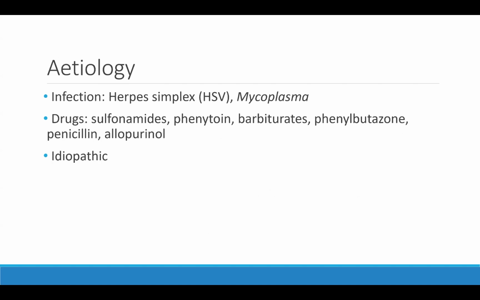In terms of etiology, infection such as herpes simplex virus, HSV, or mycoplasma. Drugs such as sulfonamides, phenytoin, barbiturates, phenylbutazone, penicillin, and allopurinol, as well as idiopathic cases.